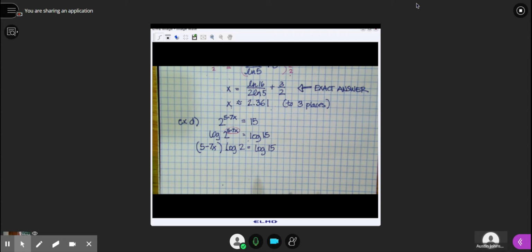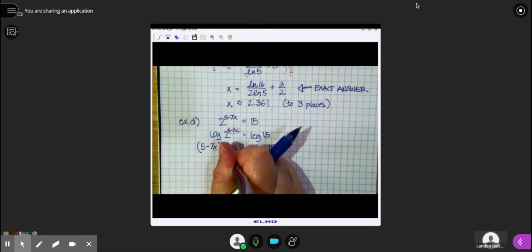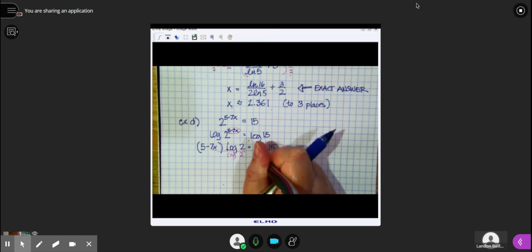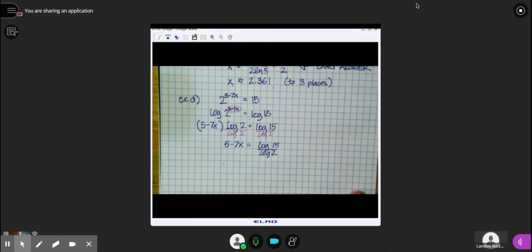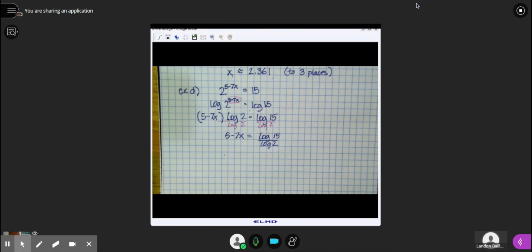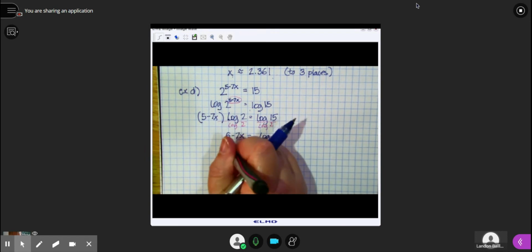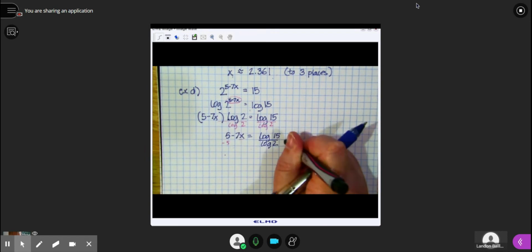Okay. So I'm going to divide both sides by log of 2, log base 10 of 2. So now I have 5 minus 7x is log of 15 over log of 2. Trying to get the x alone. So I'm going to subtract 5 from both sides.